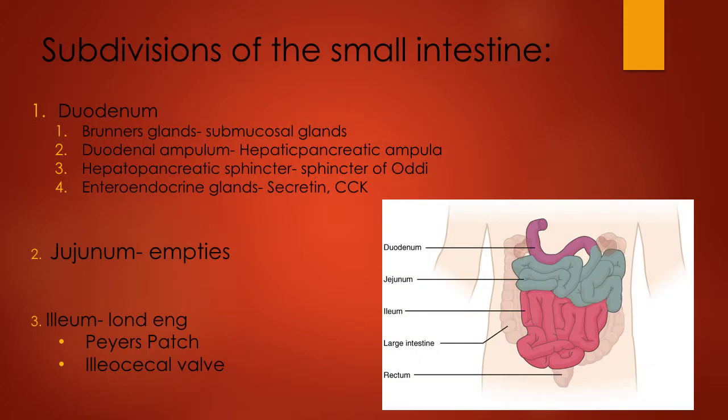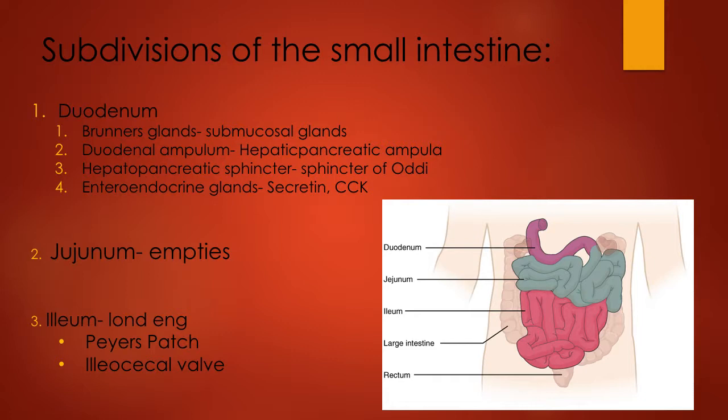Subdivisions of the small intestine, which is the duodenum, Brunner's glands, which are submucosal glands, the duodenal ampulla, which is also known as the hepatopancreatic ampulla, the hepatopancreatic sphincter, which is also known as the sphincter of Oddi, and the enteroendocrine cells, where secretin and CCK are the hormones.